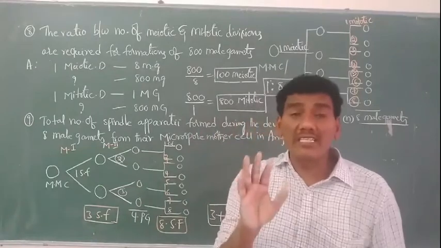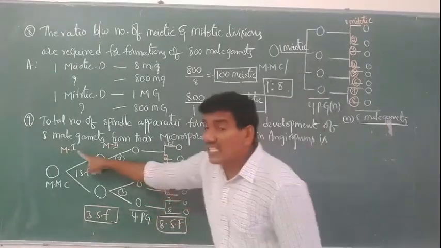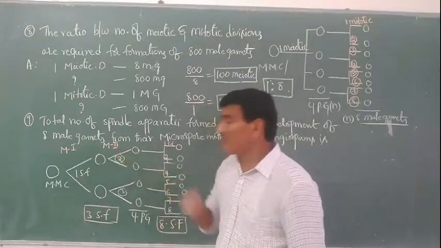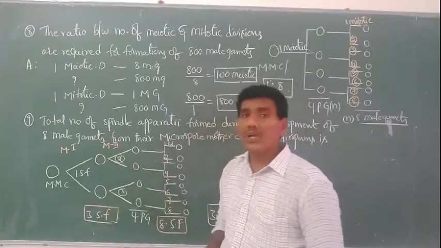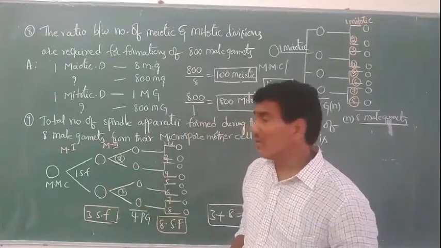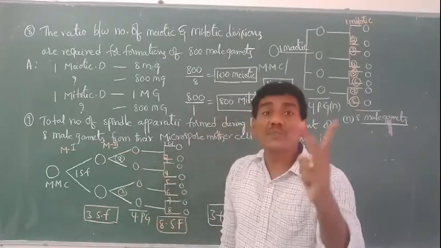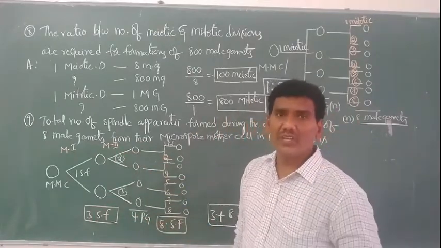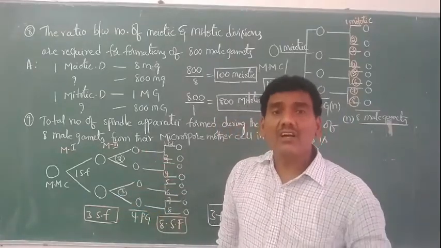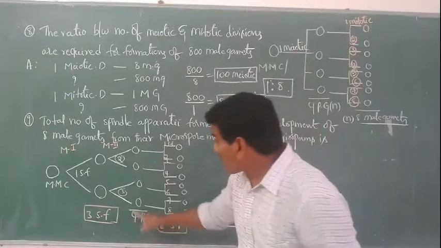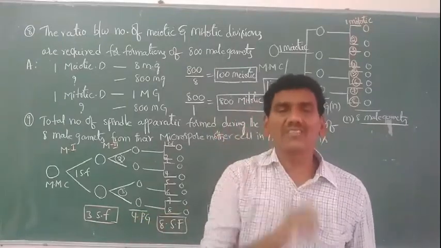In meiosis, 2 types of divisions are present, meiosis 1 and meiosis 2. In meiosis 1, 2 cells are formed and 1 spindle apparatus is formed. In meiosis 2, 4 cells are formed and 2 spindle apparatus are formed. That's why, totally, 3 spindle apparatus are involved for the formation of 4 pollen grains.